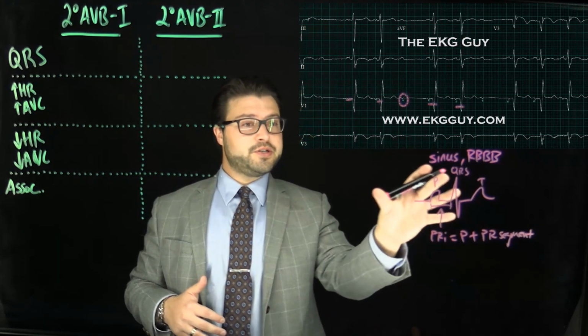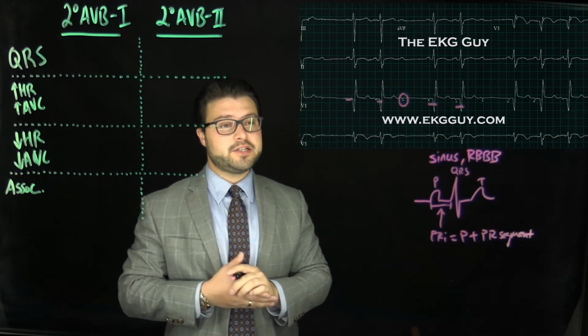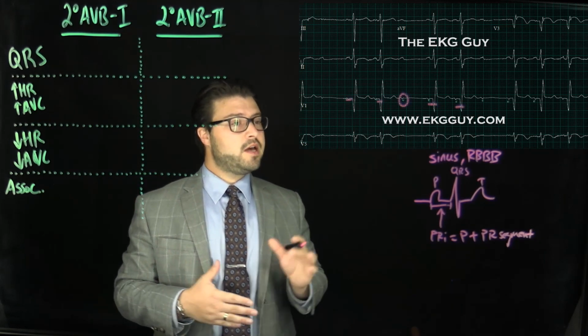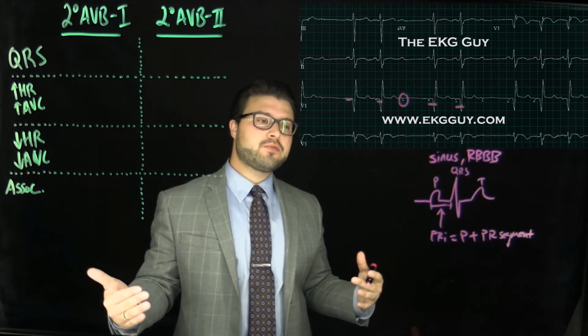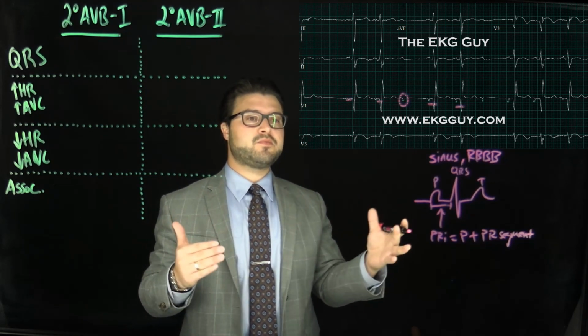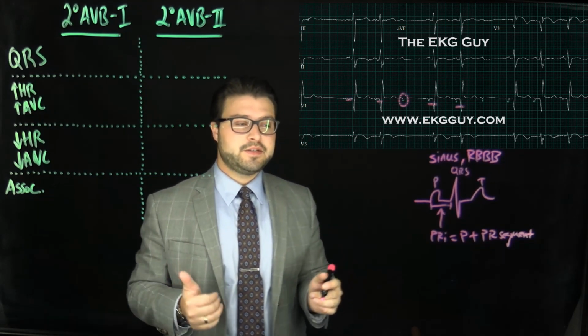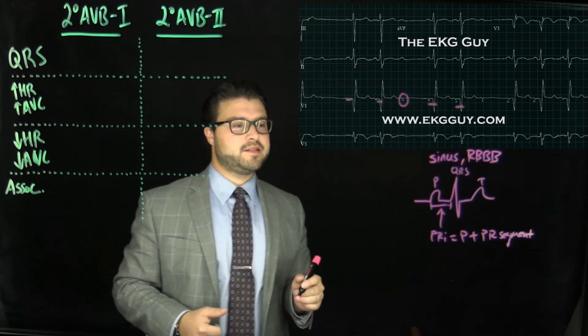And so what we're doing here when we assess some of these conduction defects at the AV node is this: if they're delayed, they tend to be prolonged, or there's no conduction through them. So in this case, we have some cases where there's no conduction through to the ventricles, and so we get those dropped beats.